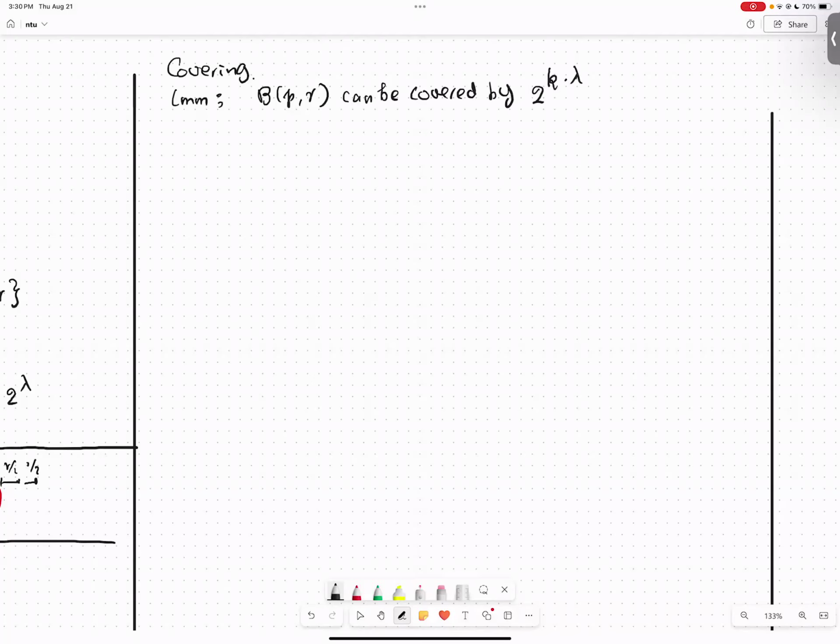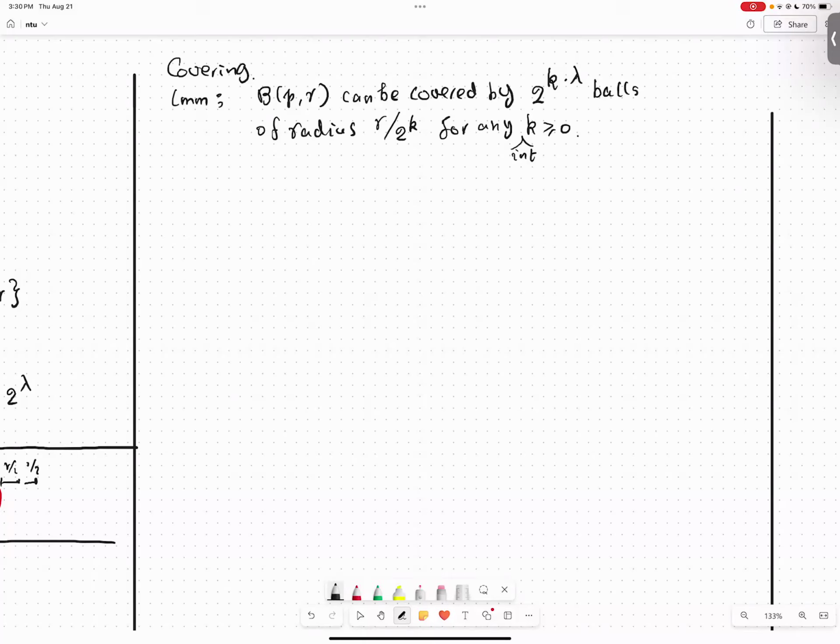And what is the lambda? I just defined it. Lambda is the doubling dimension of the underlying metric space. Now, what is k? k is any integer, and I will formally define it later. So many balls of radius r over 2 to the power of k, for any k larger than or equal to 0. So k is an integer. I'll prove it only for integer.